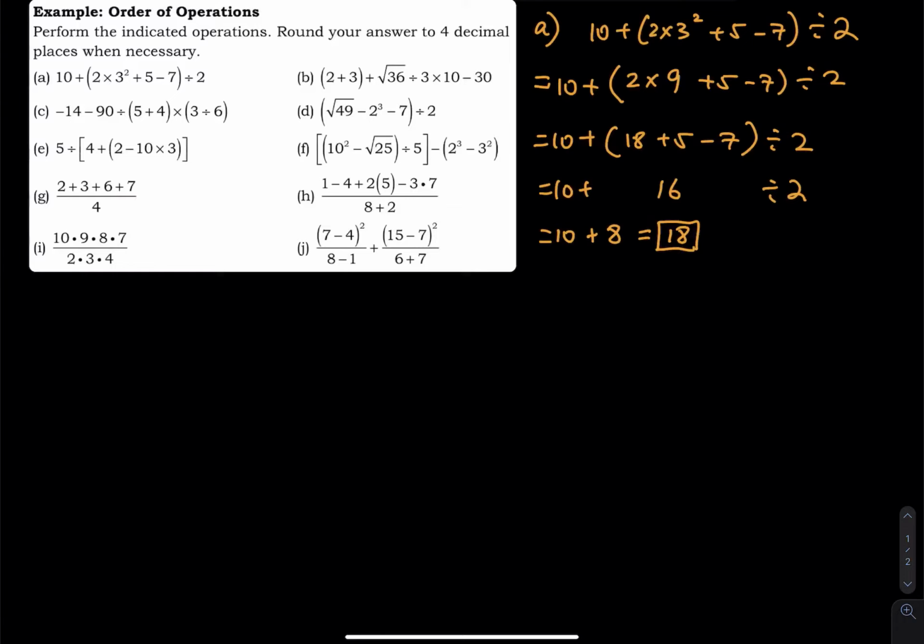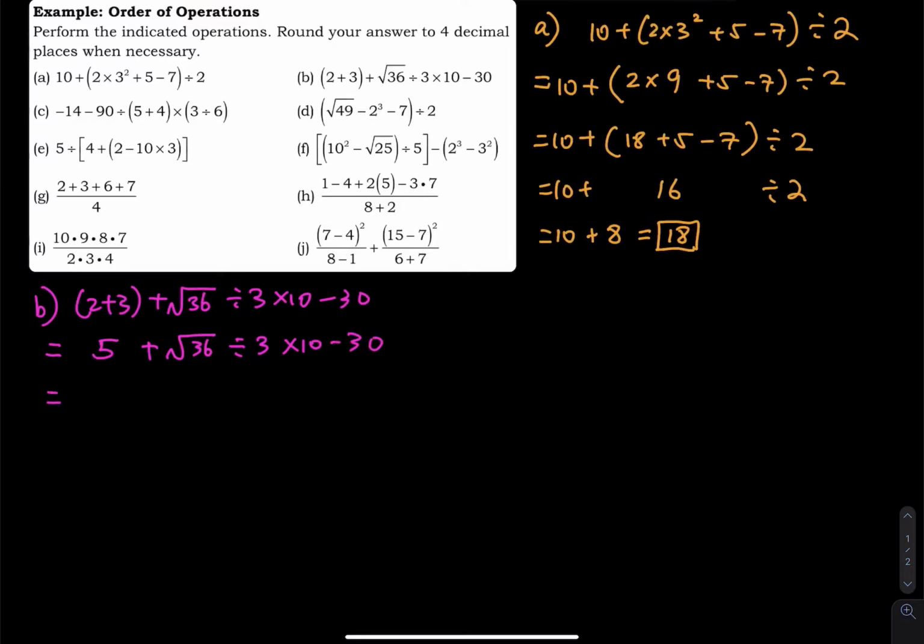And then B, we have 2 plus 3, plus the square root of 36, divided by 3 times 10 minus 30. So 2 plus 3 is in parentheses, so 2 plus 3 goes first, that is 5. So 5, you will add the square root of 36, right? Divided by 3 times 10 minus 30. We are not going to do the add because square root has higher priority. The square root of 36 is equal to 6. And then you copy the rest.